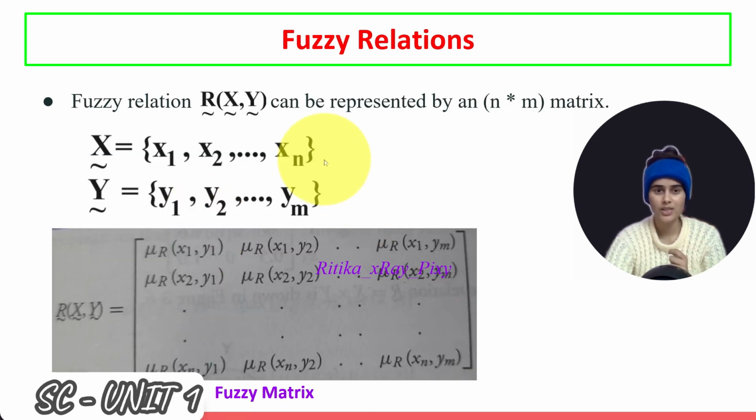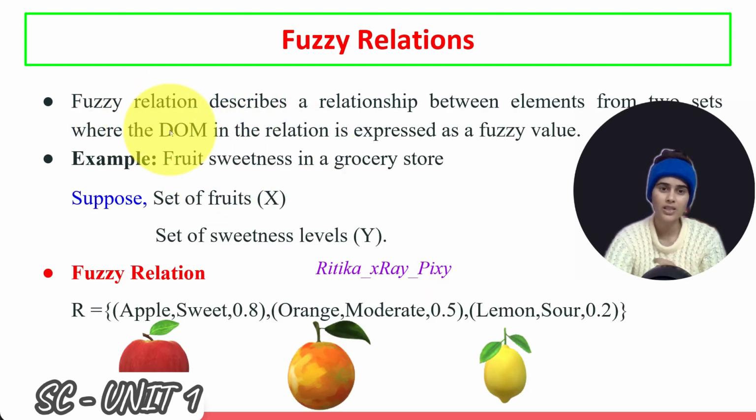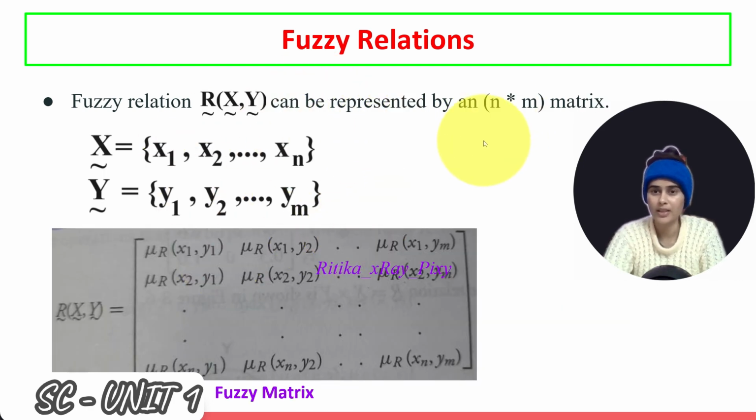Next we have fuzzy relation. In fuzzy logic, a fuzzy relation describes a relationship between the elements of two fuzzy sets, where the degree of membership in the relation is expressed as fuzzy values. A fuzzy relation is represented as a matrix, or it can also be represented by ordered pairs, where each pair consists of elements from two different sets and has a degree of membership. Here you can see the fuzzy relation over X and Y. We can represent this via an n into m matrix. So here you can see this is the n into m fuzzy matrix.